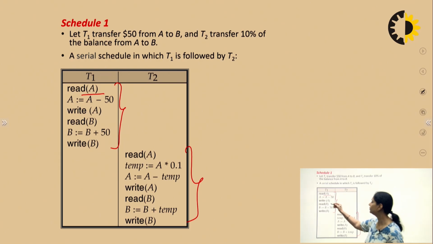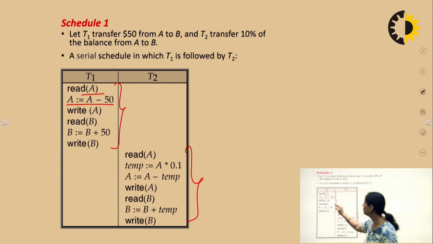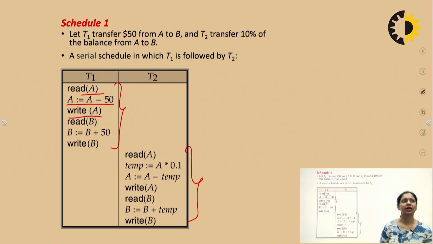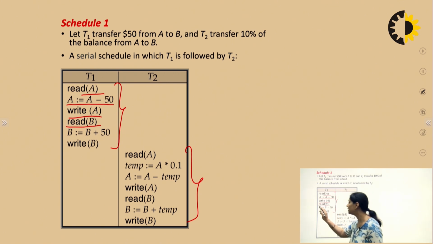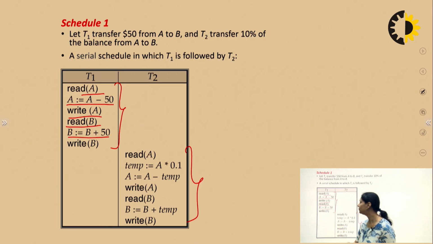It is to transfer $50, so the instruction here would be A = A - 50. Once that 50 is deducted, it will perform a write operation, which means it will update account A. Once account A is updated, the next thing is to update account B by adding $50 to it. So it will first read the original value in account B, add $50 to it, and then update account B.